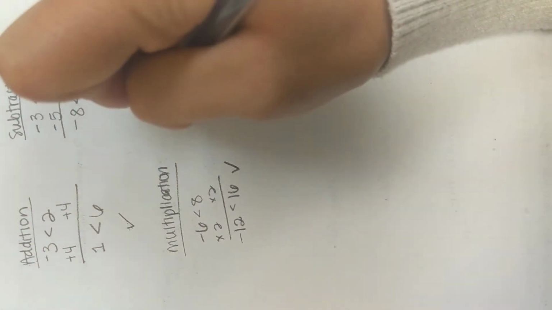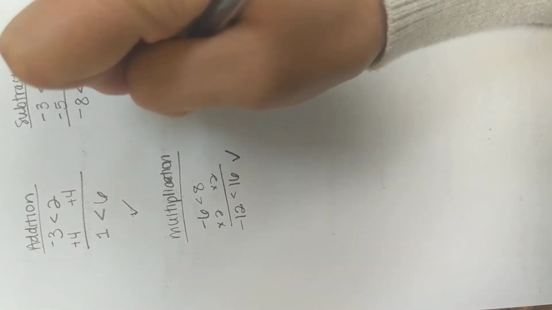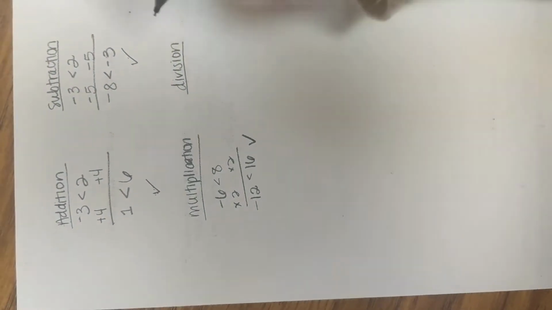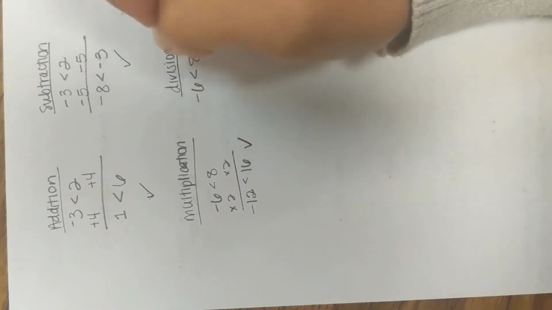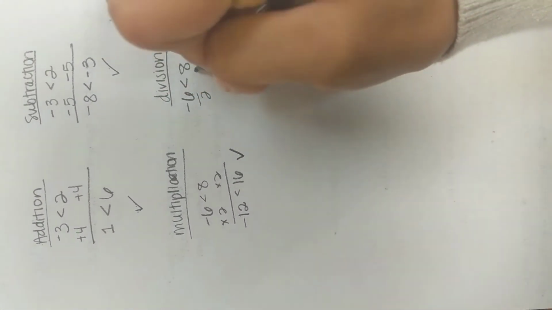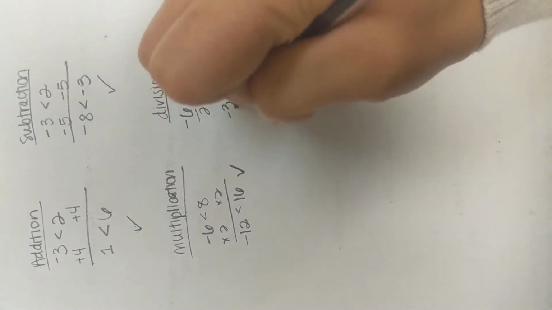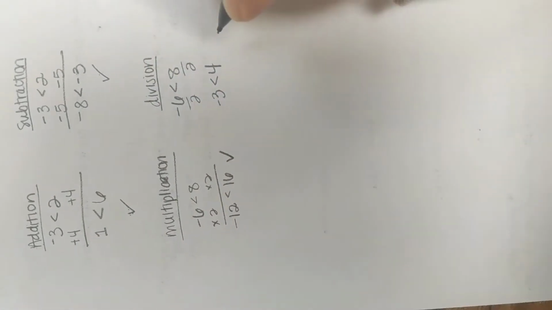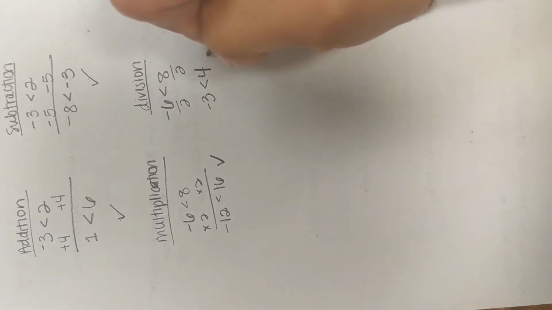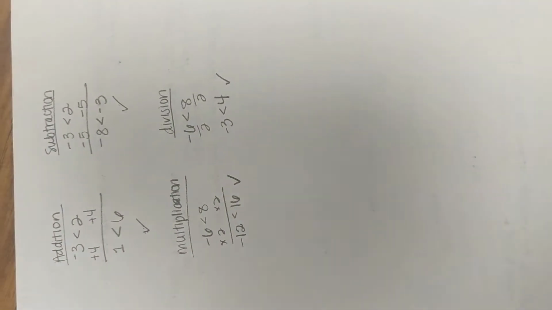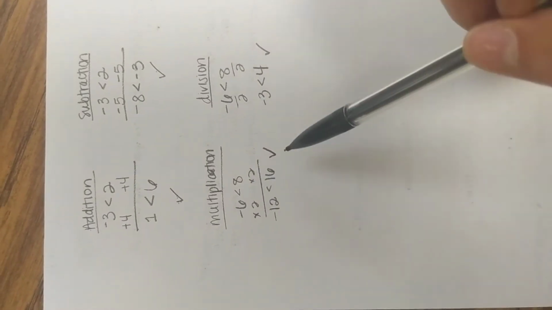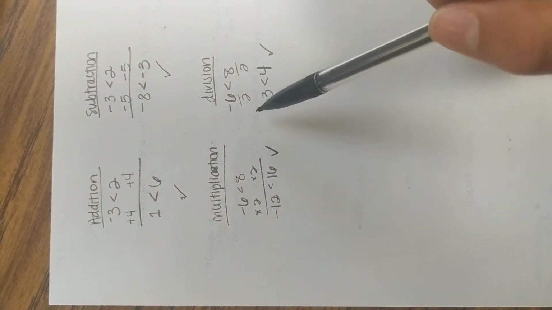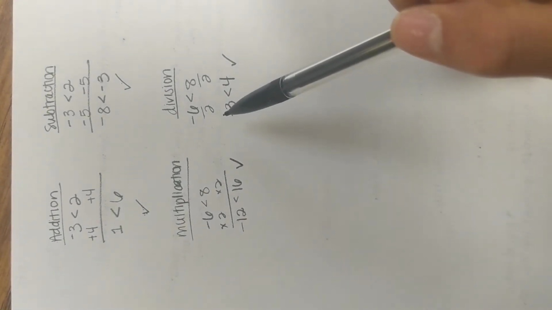All right, let's try with division. Now, if I have -6 is less than 8, if I divide each side by 2, I have -3 is less than 4. Guess what? That's still a true statement, so it works out. So we tested multiplication and division properties of inequalities when we multiply and divide by a positive number.